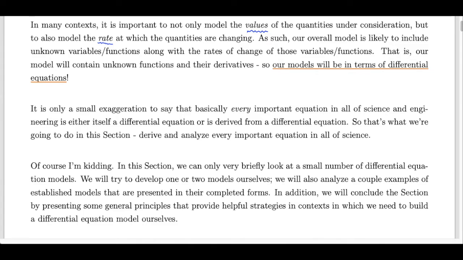So my goal for this section, as I've stated here, is we want to develop one or two models ourselves. We also want to analyze a couple of established models that will be presented in their completed form. And then in conclusion, at the end of the section, I'm going to present some general principles that give helpful strategies in contexts in which we need to build a differential equation model ourselves. So let's give it a shot.